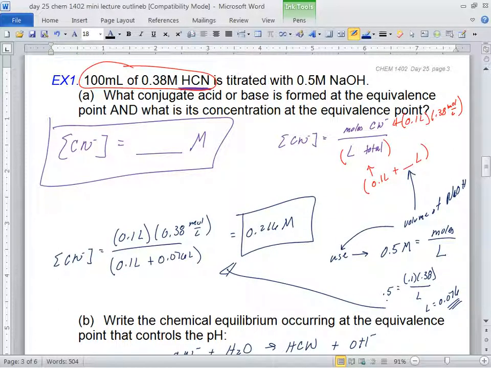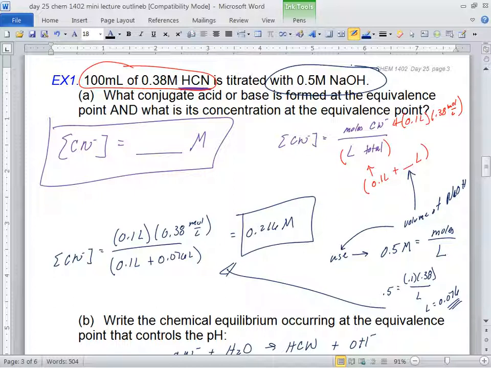I don't know if you noticed, but it's always going to be this way. If you're titrating with a base, you always get a base at the equivalence point. If you have a base, you have to write a Kb reaction. So whenever you titrate with a base, you end up with a base. Titrate with a base, you get a base.